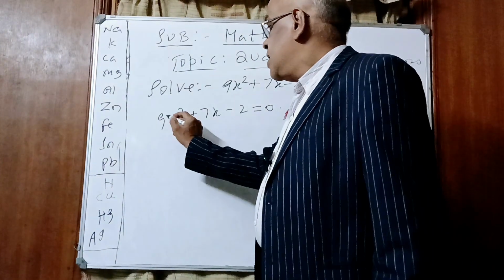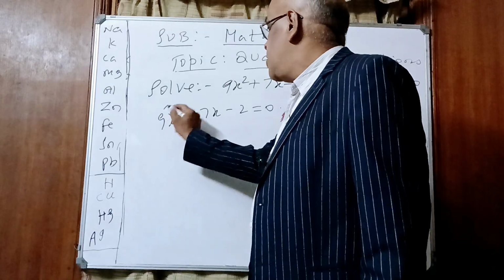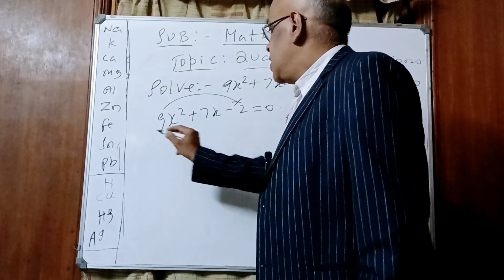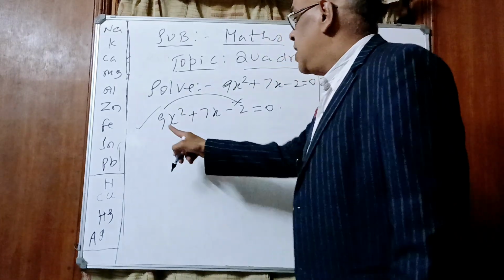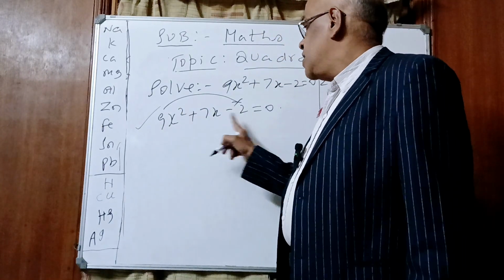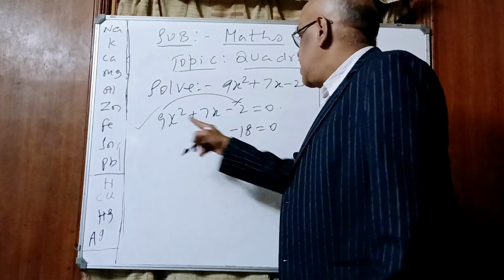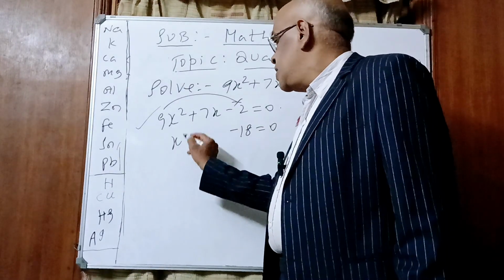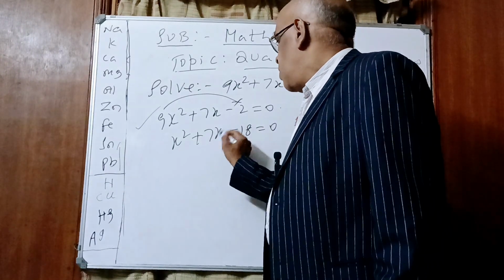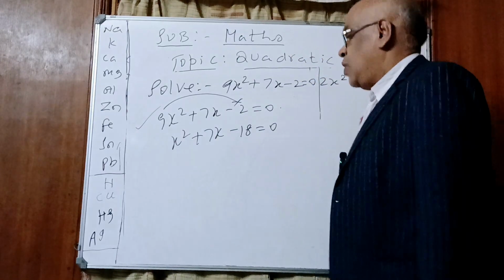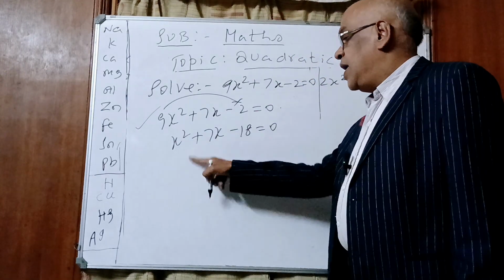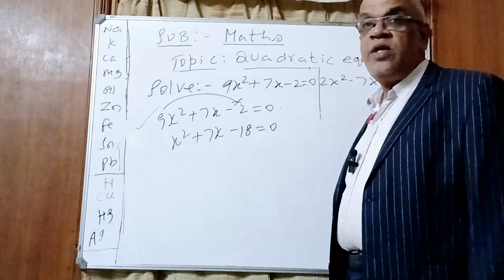That is, temporarily we will multiply it to the constant term. This is our original equation. Temporarily we multiply to constant term. 9 2s are 18. 9 shifted here. What will happen to this? It will remain as x square. What do we mean by that? It means x square coefficient should always be 1.